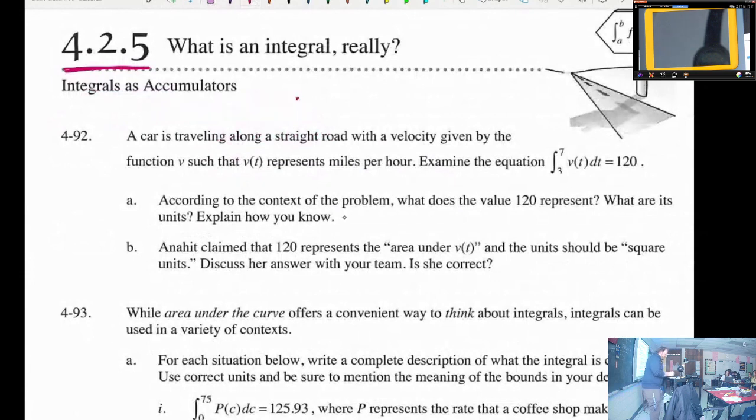So, for example, 4.9.2. The key word today, by the way, is accumulation. That's what I wanted to highlight there. Integrals as accumulators, which is how we're going to think about integrals from now on. We're going to think about an integral as an accumulation function. You can still think about it as an area function, by the way, because area is just the accumulation of several tiny rectangles. And as they accumulate, they add an area.